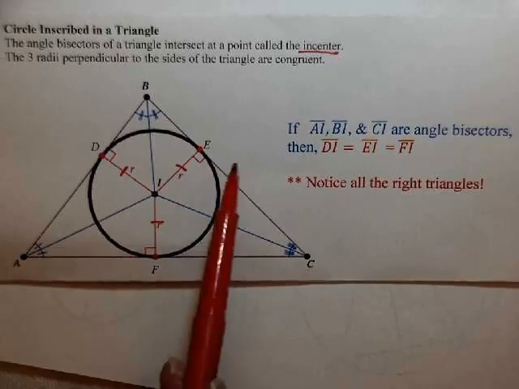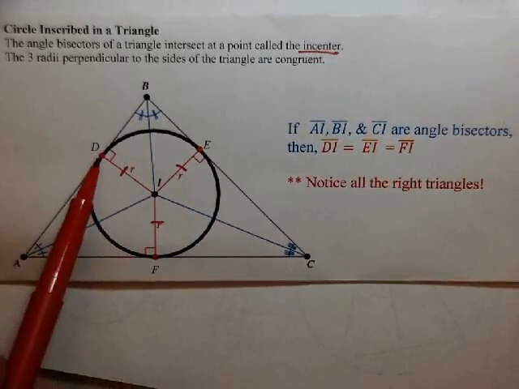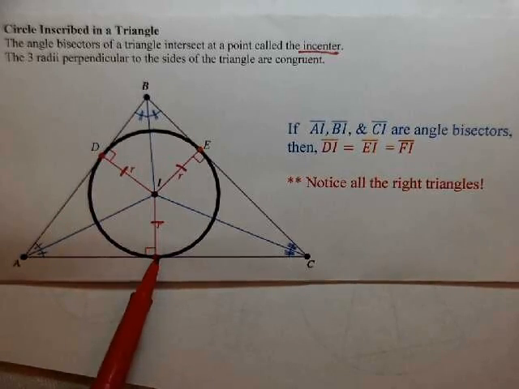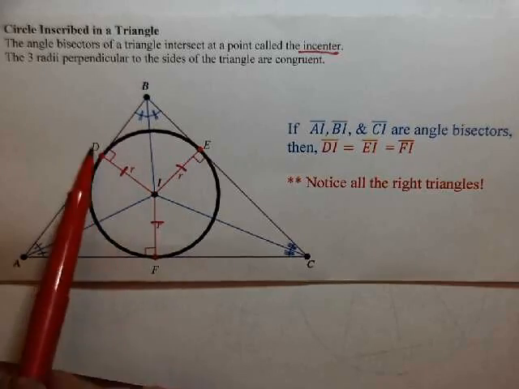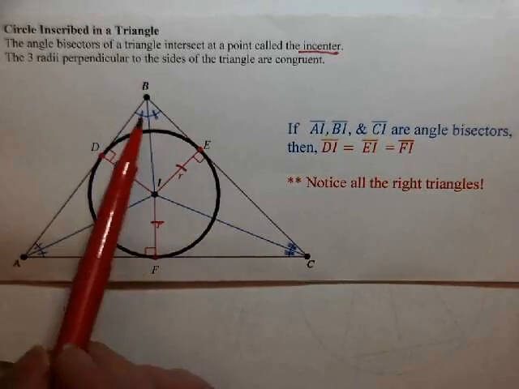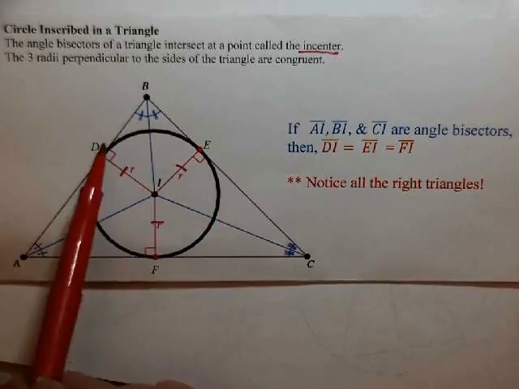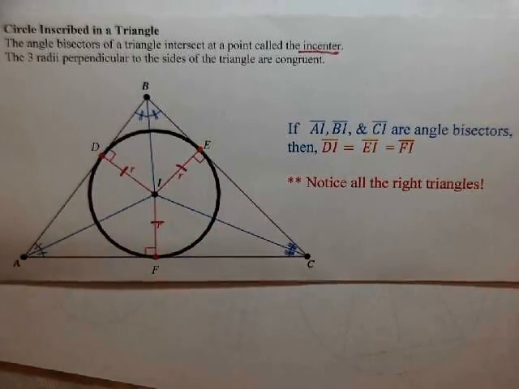And then if we were to draw perpendiculars from those sides, those would be the same length. And again, when we draw this, we're going to find the circle that's inscribed inside that triangle.